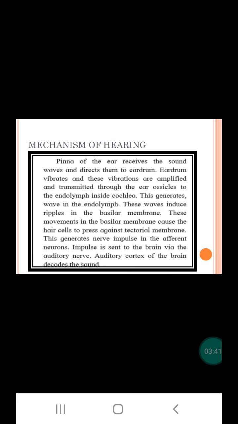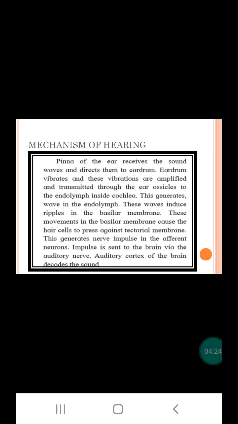So we'll first study the mechanism of hearing. The ear pinna receives the sound waves and directs them to the eardrum. The eardrum vibrates, and these vibrations are amplified, meaning they are increased many times. They are amplified and transmitted through the ear ossicles to the endolymph present inside the cochlea. This generates waves in the endolymph, and these waves then induce ripples in the basilar membrane.